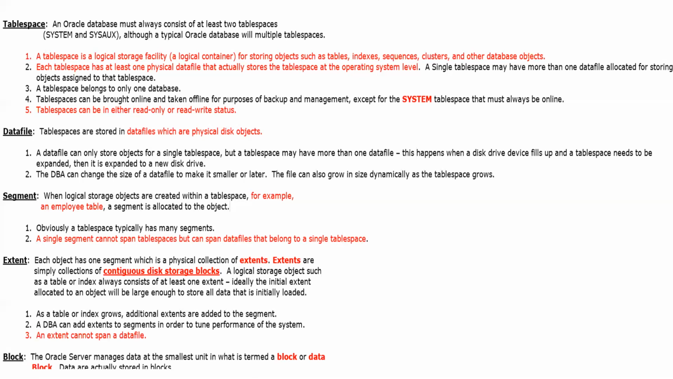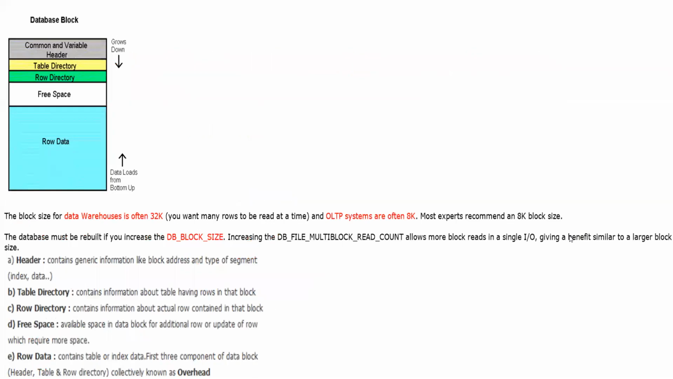Now the smallest unit of storage is a block. The Oracle server manages data at the smallest unit, termed a block or a data block. Data is actually stored in this block. So always remember, in Oracle the data is actually stored in blocks. Blocks are stored inside extents, extents are stored inside segments, and segments are stored inside your tablespace. So this is the logical structure of your Oracle database.